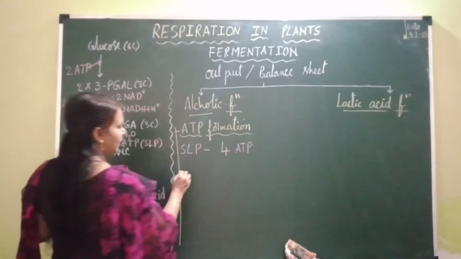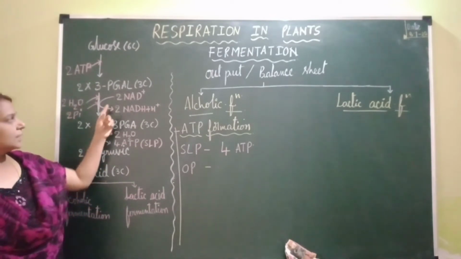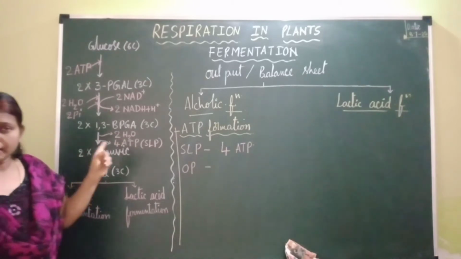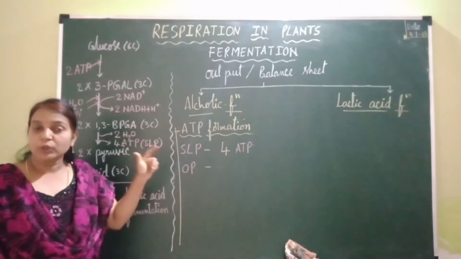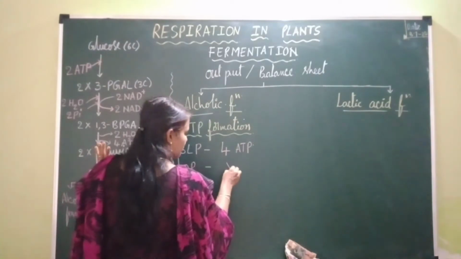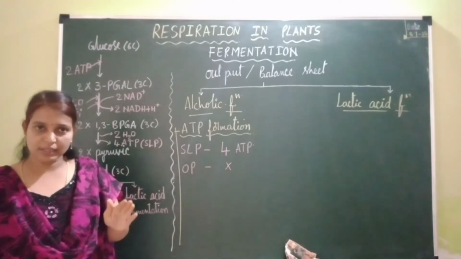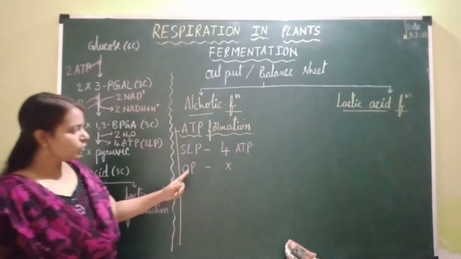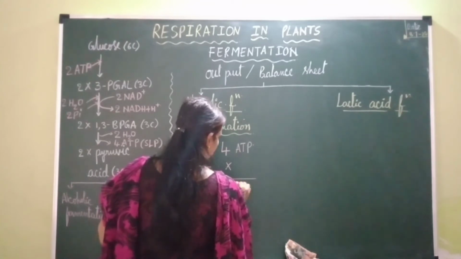Next, coming to OP, oxidative phosphorylation. Through glycolysis, there is release of 2 molecules of NADH plus H plus, but these 2 molecules released during glycolysis are utilized during alcoholic fermentation, and hence there is no oxidation of this NADH and H plus through ETS, so there is no formation of ATP through this NADH plus H plus. So OP is 0. So total number of ATP formed is 4 ATPs.